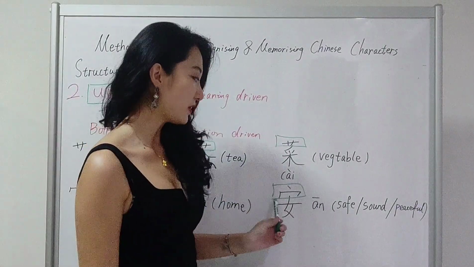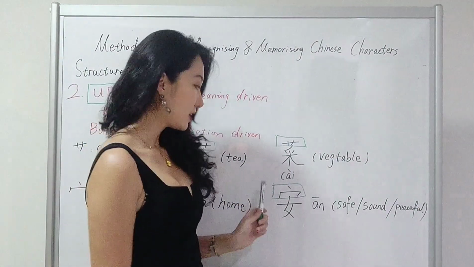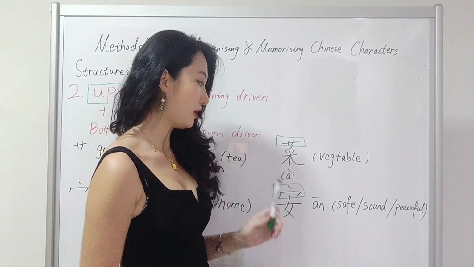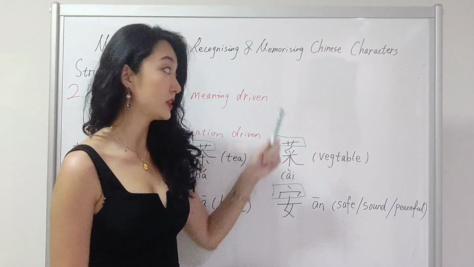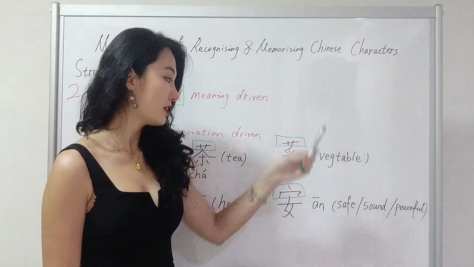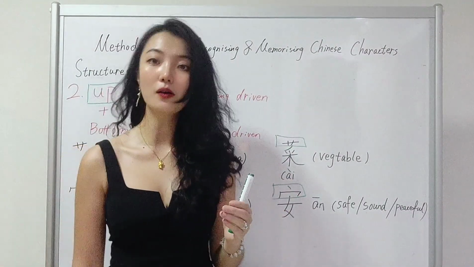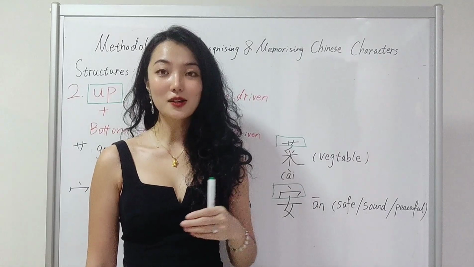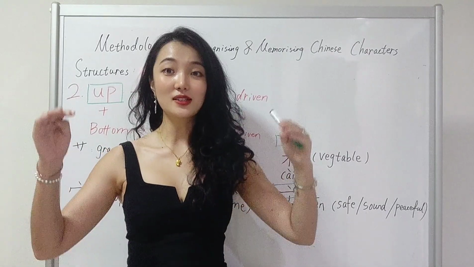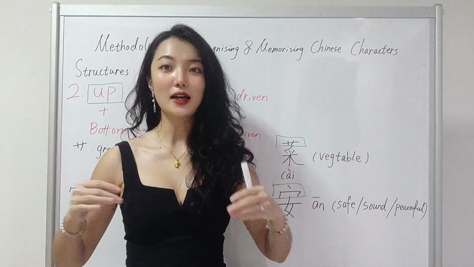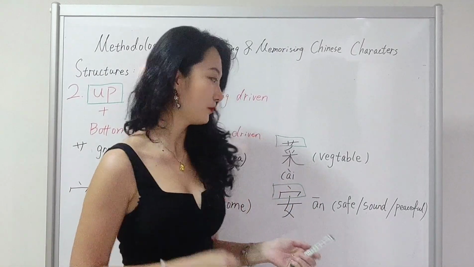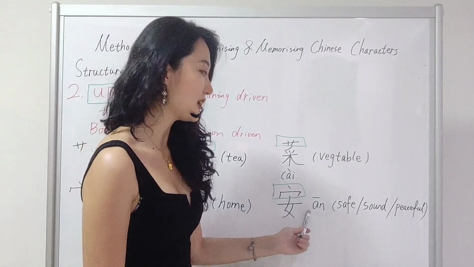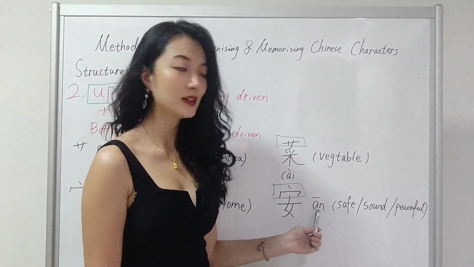Next one is also very interesting. The upper part is our radical of the roof, and under the roof, this is the character we learned previously around here, right? It means female or women. So a woman who is sitting under the roof, it means safe, sound, peaceful. So that's the meaning. Pronunciation is ān.